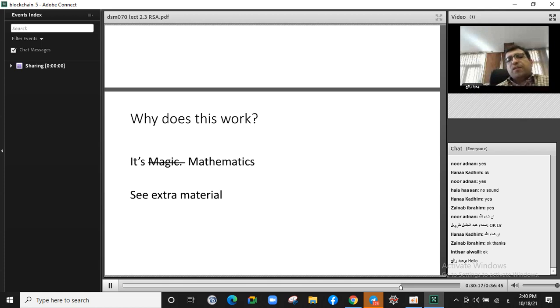Maybe you ask, why does it work? It's mathematics. You can simply find some proofs that mathematically prove these formulas.